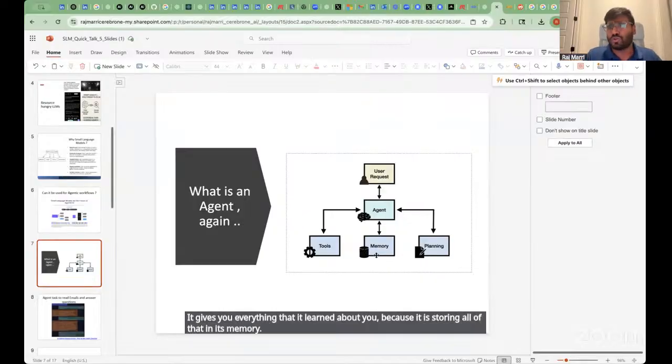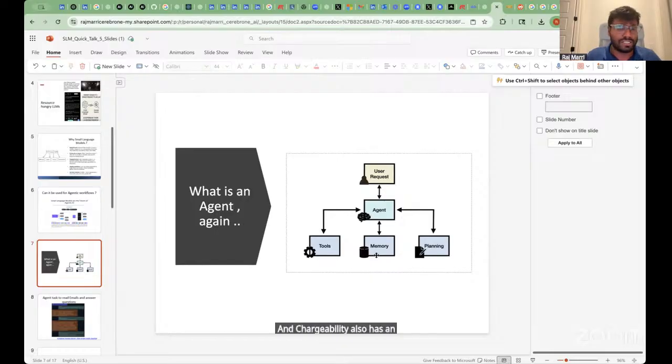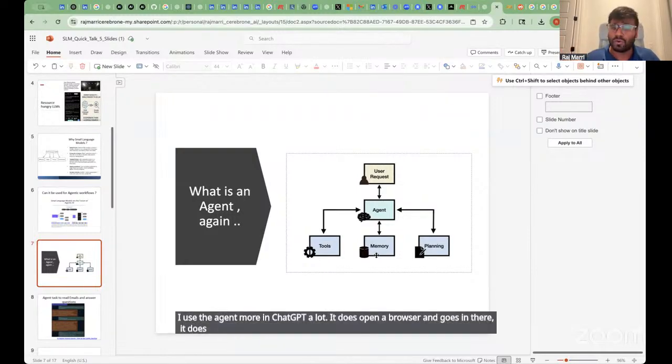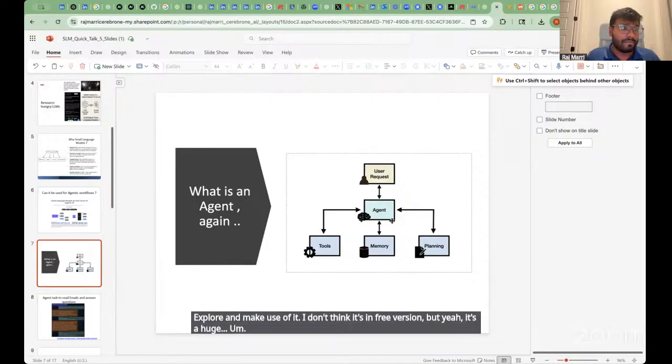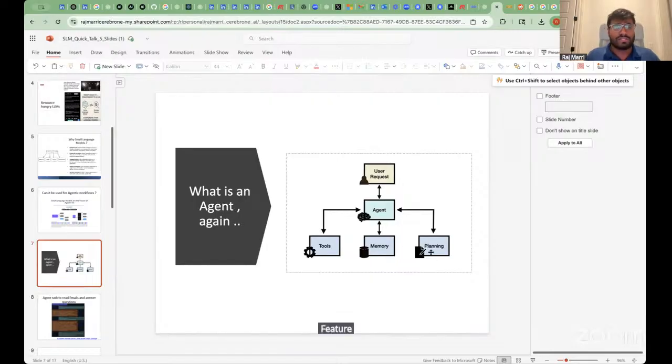And ChatGPT also has an agent mode. I use agent mode a lot, in order to do research. It opens a browser and goes in there, does research, clicks buttons. So it's an amazing tool. I don't know if you guys want to explore and make use of it. I don't think it's in the free version, but it's a huge feature, and planning. So this is what an agent is.